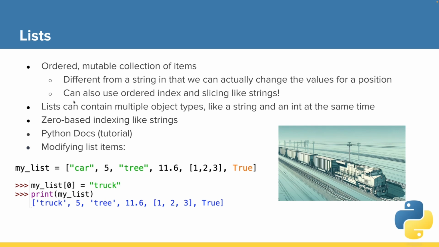We can also, going off of how these compare and contrast with strings, they are similar to strings in that we can also use an ordered index and slicing like strings. Lists can also contain multiple object types, like a string and an integer at the same time.